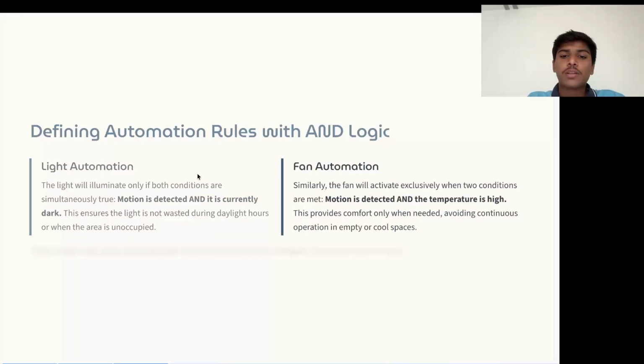Other is fan automation. Similarly, the fan will activate exclusively when two conditions are met: motion is detected and the temperature is high.